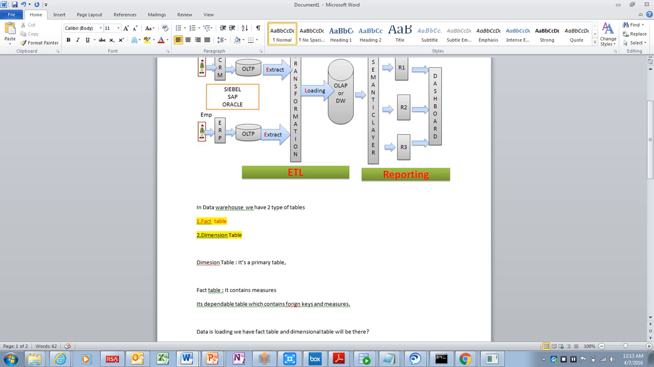Let me take a customer table. Customer number will be there, it's nothing but a primary key. Customer name will be there, customer address will be there, customer zip code, customer details will be there.